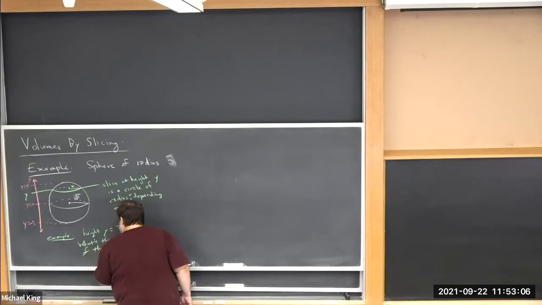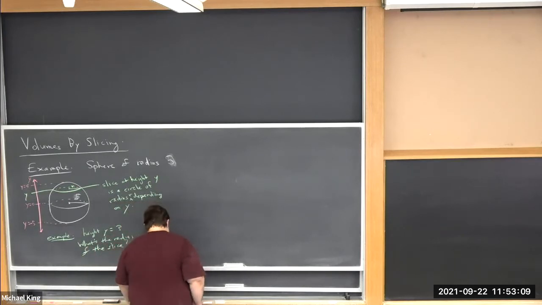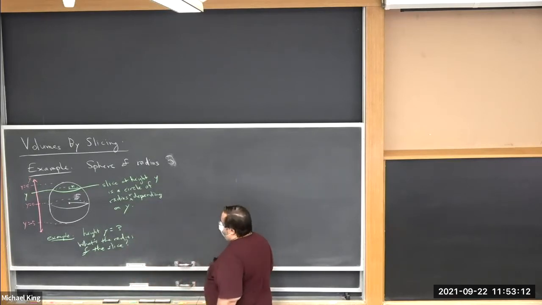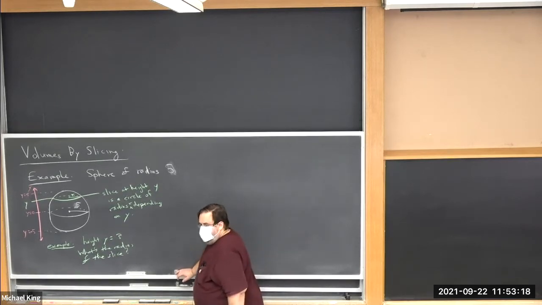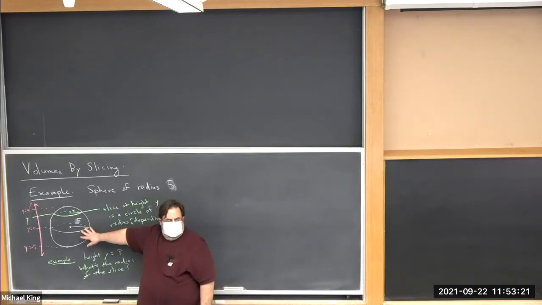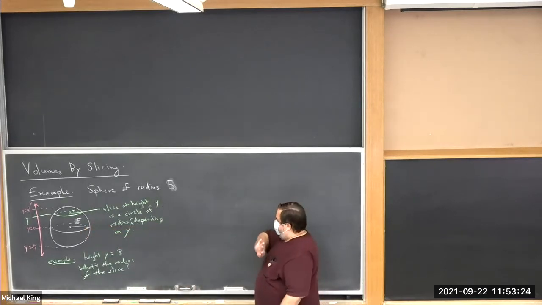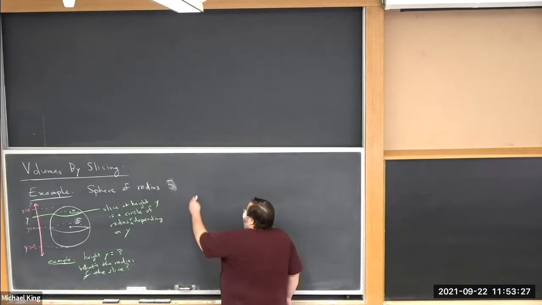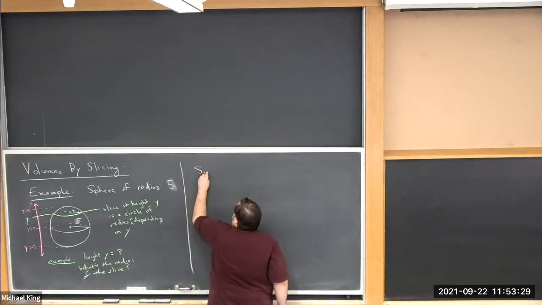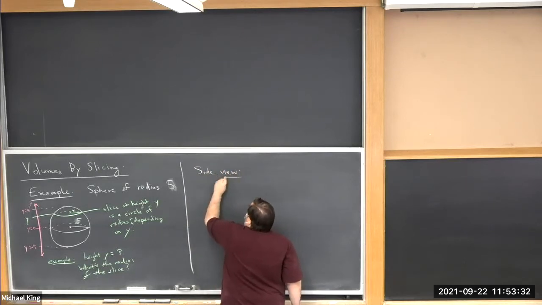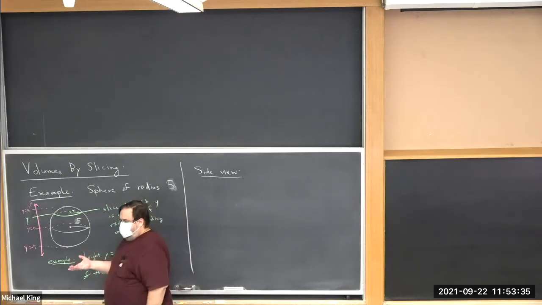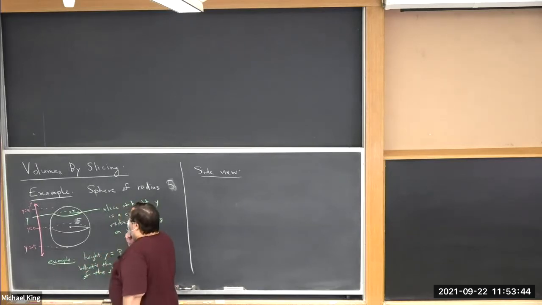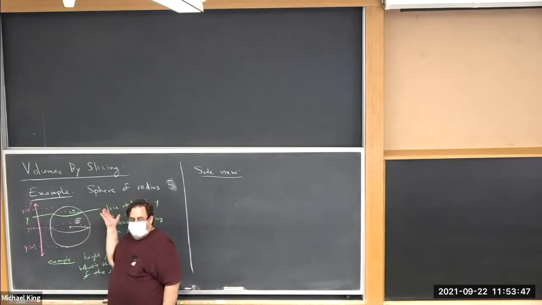What I said with the cone example, and you can do the same thing here, is you can try to flatten it into a 2D side view. That makes life a little easier. We're looking at a side view of the sphere. If I shined a light on the sphere from the side, what would its shadow be?